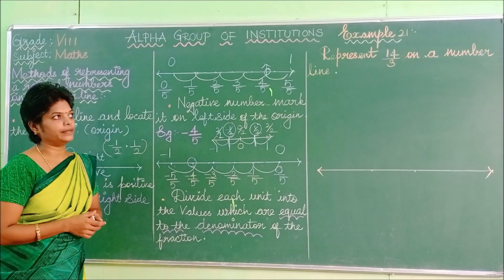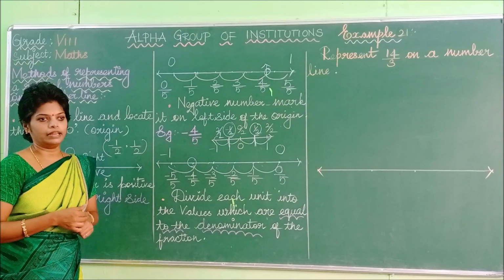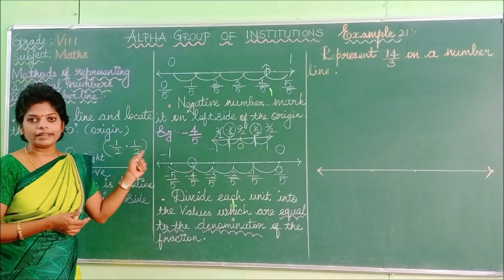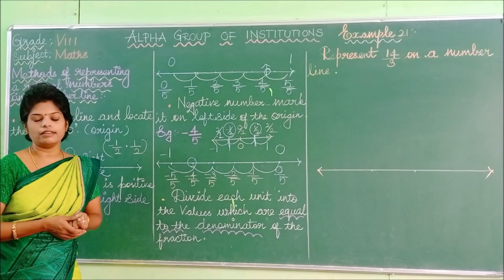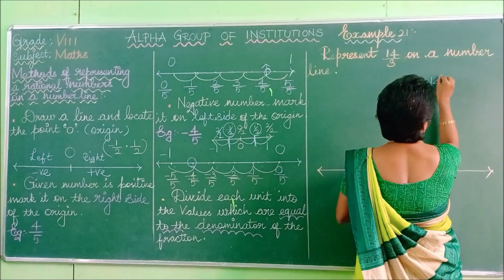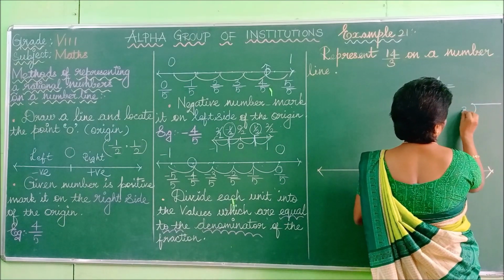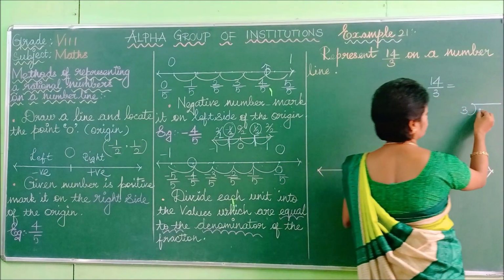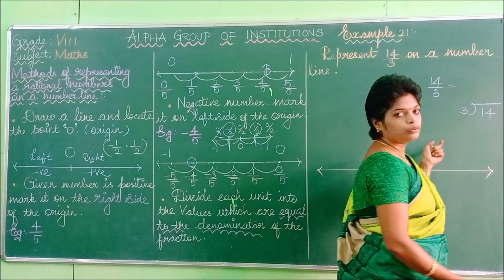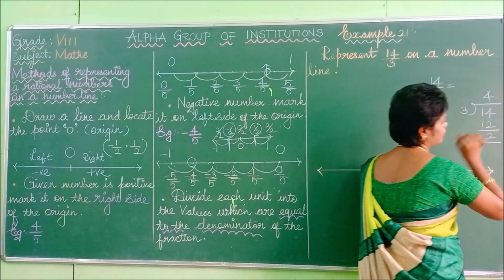So listen to example number 21. Represent 14 by 3 on a number line. Check: the question is an improper fraction, because the numerator value is greater and the denominator value is lesser. So find the mixed fraction value for this. 3 can be kept outside. 14: 3 into how much is 14? 3 into 4 is 12 only. So the remainder we get is 2.